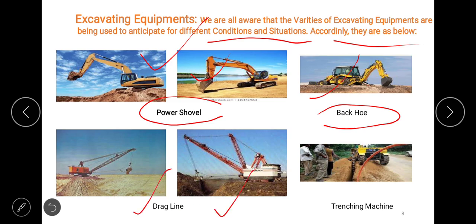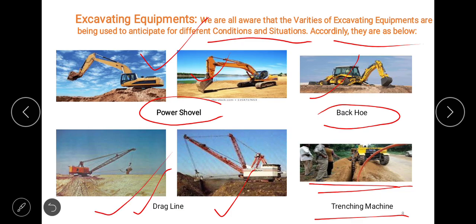These two photographs are showing drag lines, and this is a trenching machine. Whenever you want to take a trench, for example for drainage purpose or to bury hume pipes, big diameter pipes, if you use a trenching machine, you can excavate up to the required depth very nicely as per the dimensions. You can see here how it is being used to take a trench.